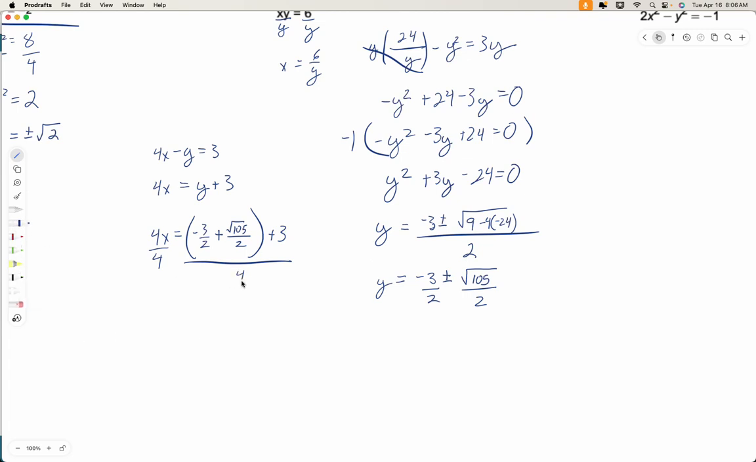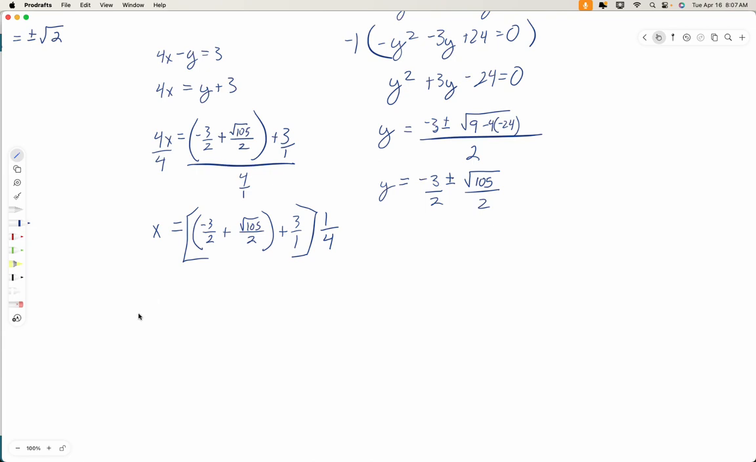All right, so if I divide by 4, then x is going to be equal to, this becomes 4 over 1. We'll keep it, change it, flip it. This is 3 over 1. Now everything's a fraction. So keep it, change it, flip it. So then this becomes negative 3 over 2 plus square root of 105 over 2 plus 3 over 1 times 1 over 4. So this is the long way.